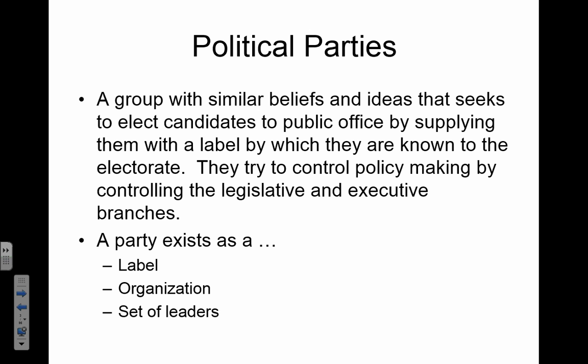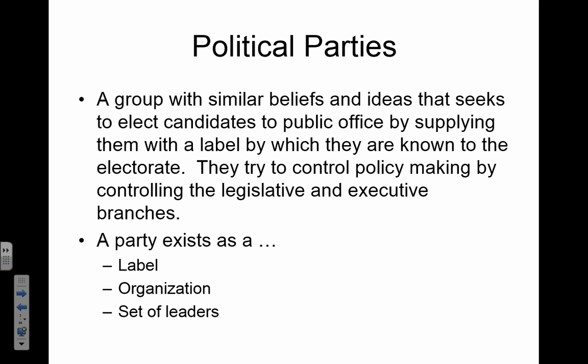Interest groups do this all the time too. But political parties also do it. There's got to be more than just a label here. And then you've got to have a leader. When we talk about leaders, we'll see how leadership matters in Congress and leadership matters in the lawmaking process.